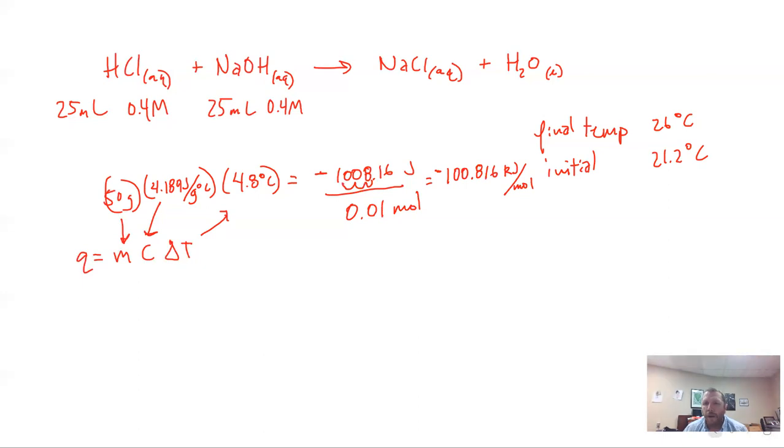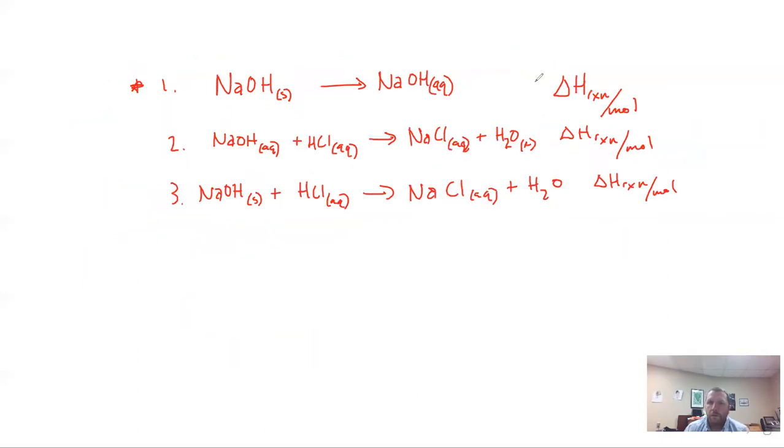Okay, so now I have values for this one. I have a value for this one. You also have data, you would calculate this the exact same way for this one. Now, Hess's law says that these 2 values right here should combine to basically produce this overall reaction.